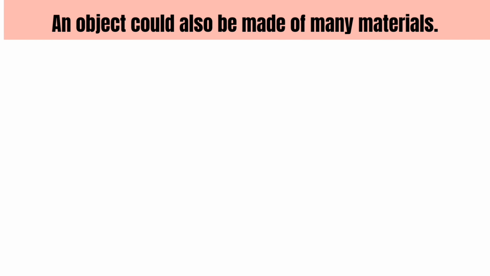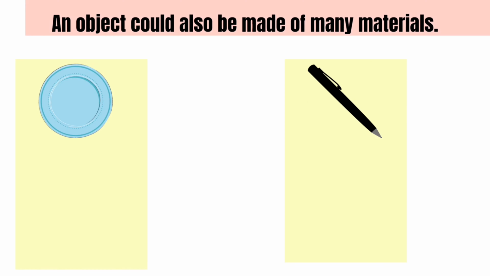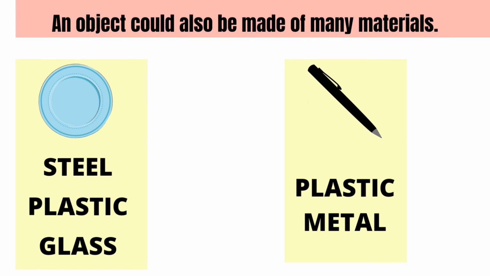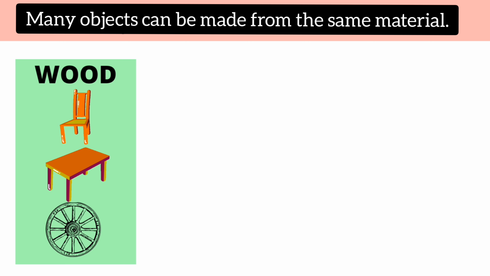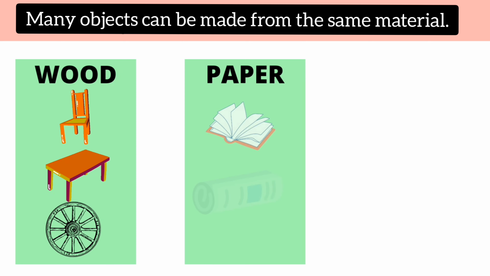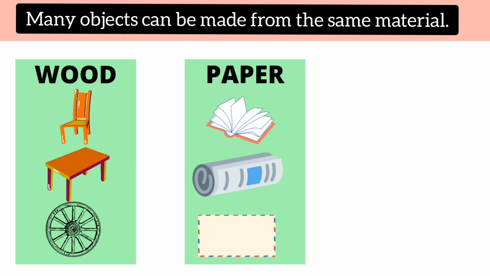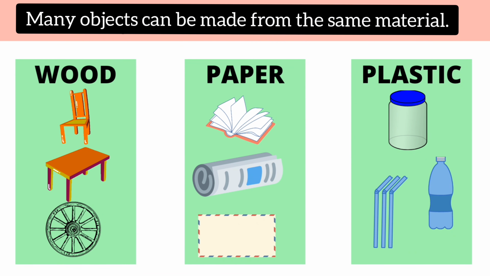An object can be made of many materials, like a plate can be made of steel, plastic or glass, and a pen can be made of plastic or metal. Same way, many objects can be made from the same materials, like chair, table and wheel are made of wood, while notebook, newspaper, envelope are made of paper. Bottle, jar and straws are made of plastic.